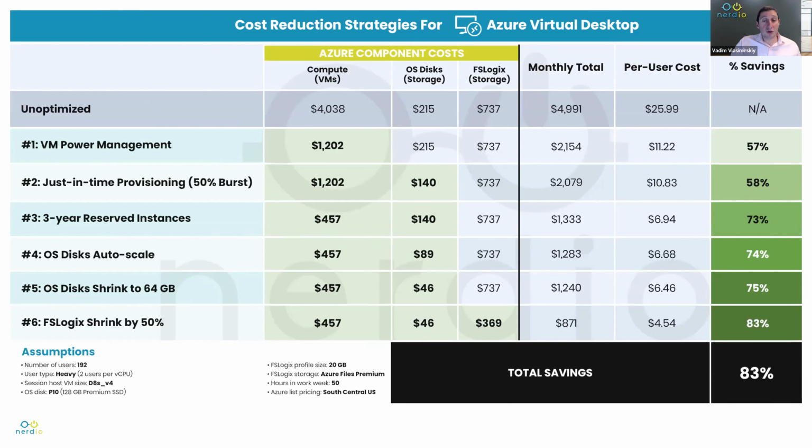And the bottom line here, as you can see, is that the savings are fairly significant. Without impacting the end user performance or their experience, we've been able to take our cost per user down from $26 all the way down to less than $5 in this example, which is an 83% savings. It's sort of amazing how much you can reduce the baseline unoptimized spend without impacting the end user themselves.